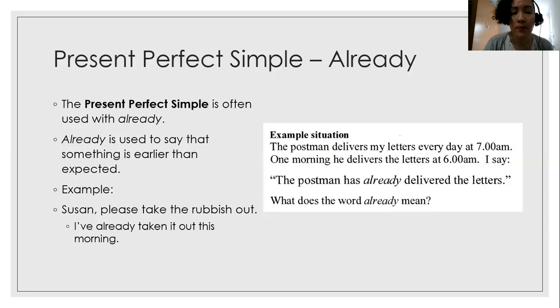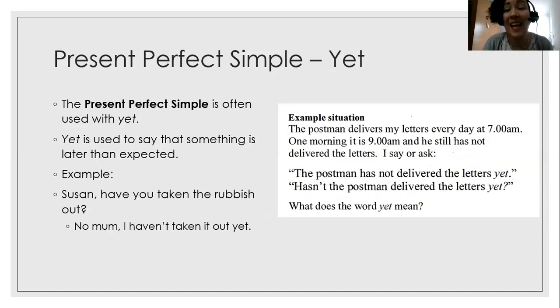Here's another example. Imagine Susan's mom says, Susan, please take the rubbish out. And Susan says, I've already taken it out this morning. Her mother didn't need to tell her. She finished this action in the morning, in the past. So she can say already, I've already done it, okay? Since the morning is not finished, then she's using present perfect, okay? Good. So already for something that happens before you think it's going to happen.